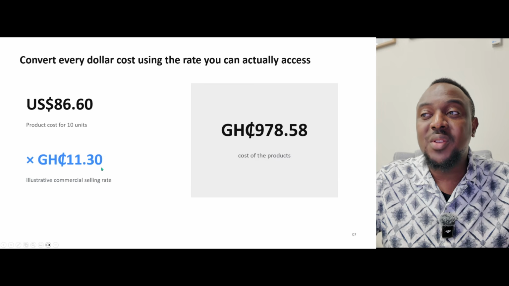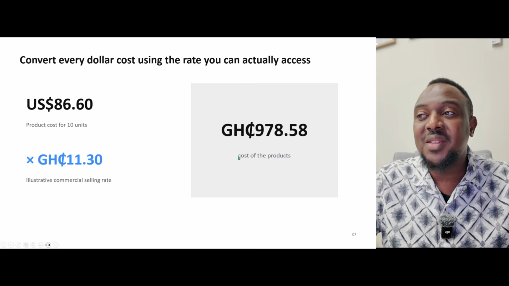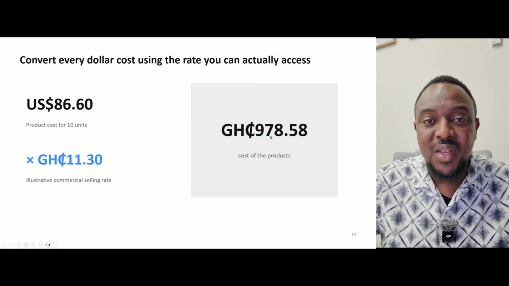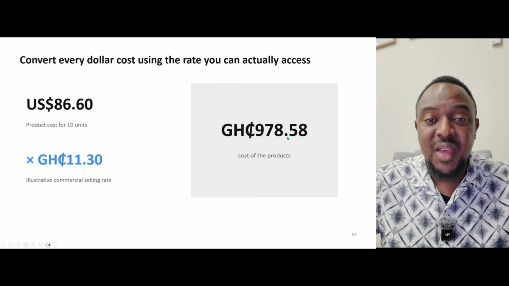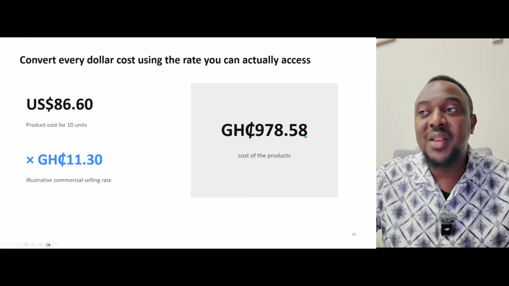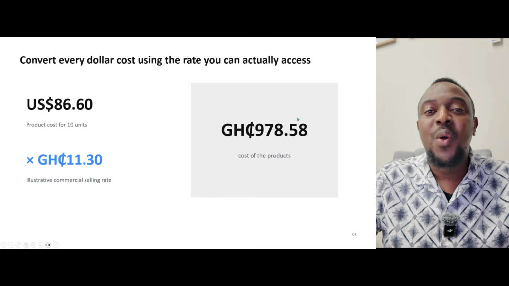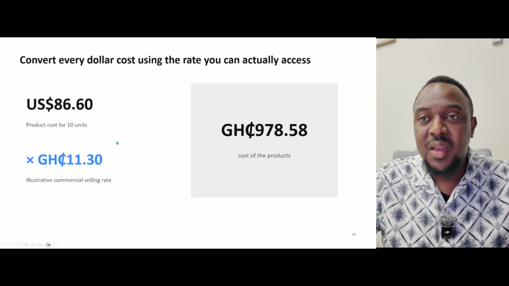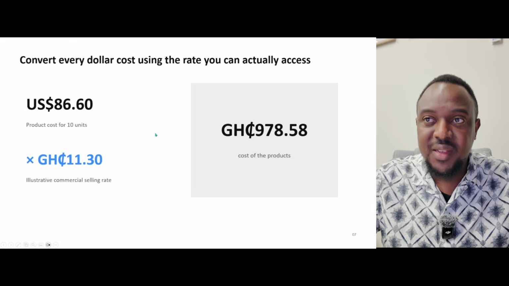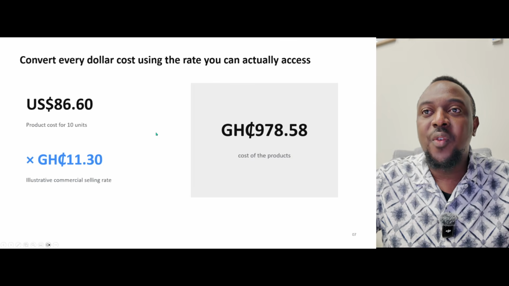And say your top 10 products now is going to cost us 978 Ghana cedis, 58 pesewas. This is the amount we need to invest. So you perceive a top 10 of these mini printers. And so once we've got this, you also need to factor in shipping.